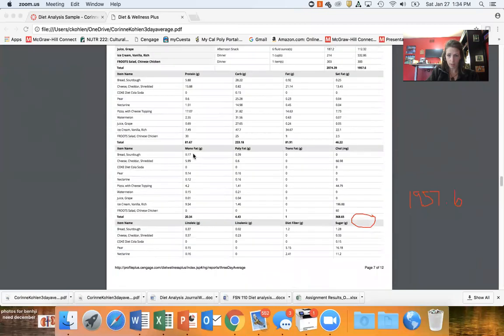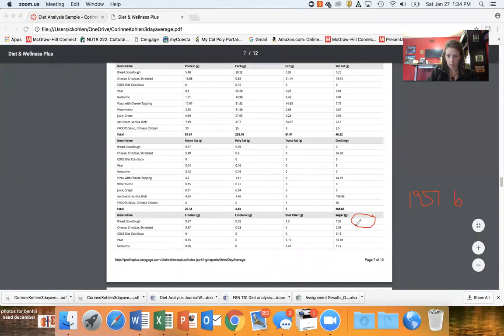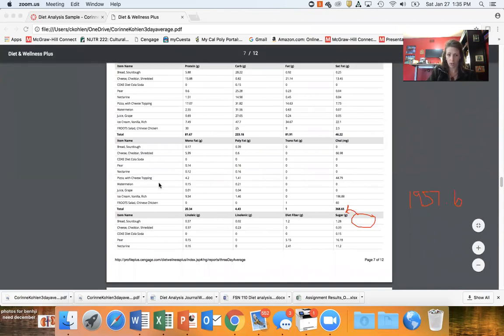There it is. It's right there. So there's the sugar column, and I'm going to look and see what I had. So bread, no. Cheese, no. Diet Coke, no. Pear does have sugars, but it's natural sugars. Nectarine has sugars, but they're natural sugars, so that's fine.